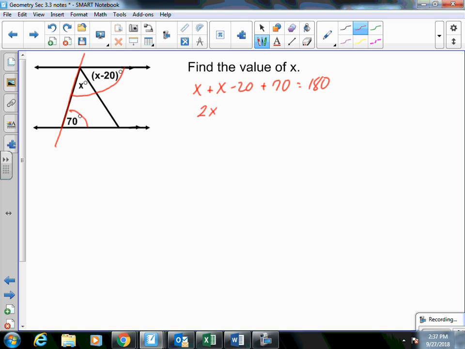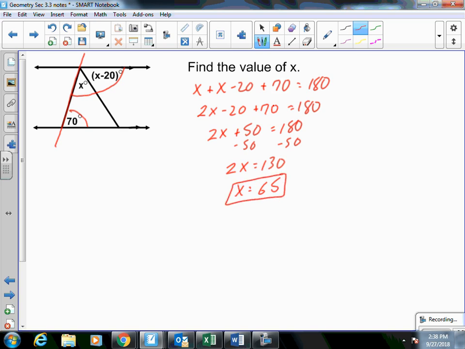So it's going to be 2x minus 20 plus 70 equals 180. Combine the negative 20 and 70, we get 2x plus 50 equals 180. Subtract 50 from both sides. 2x equals 130. And our x is going to equal 65.